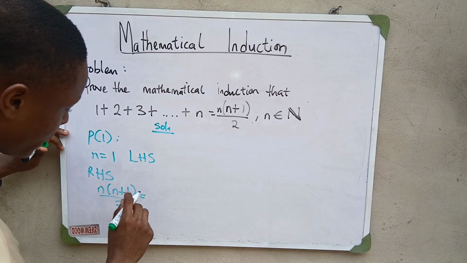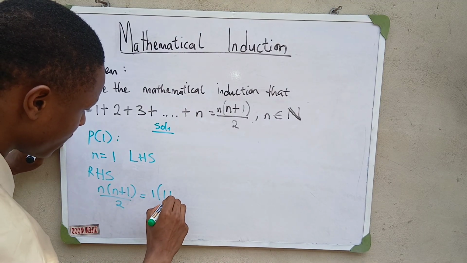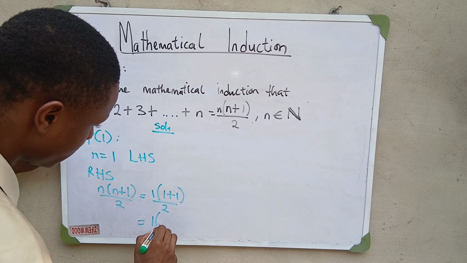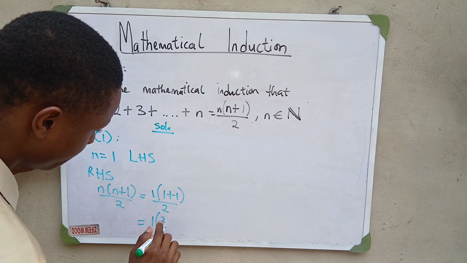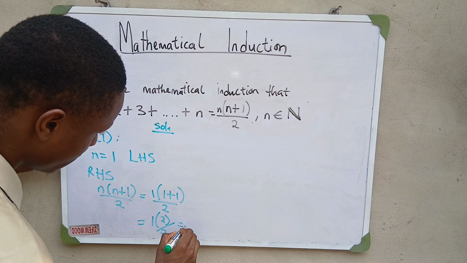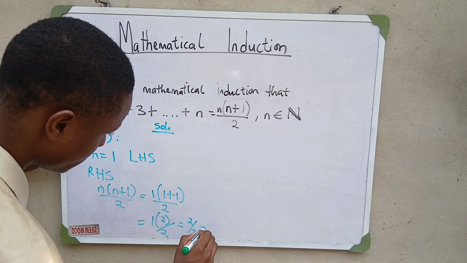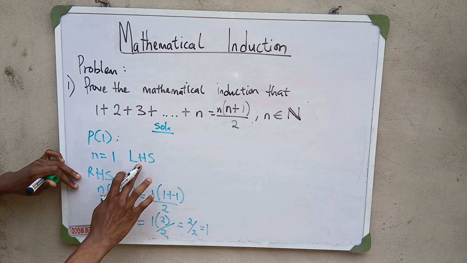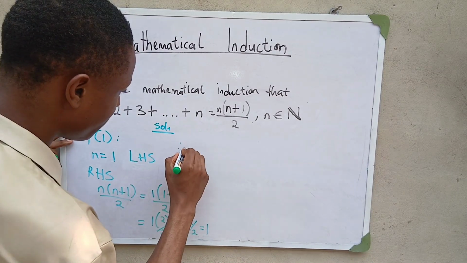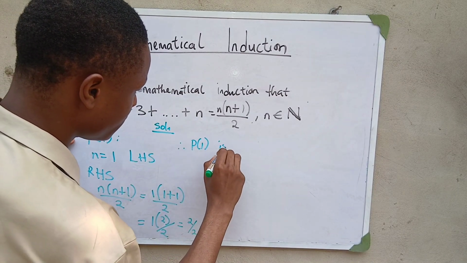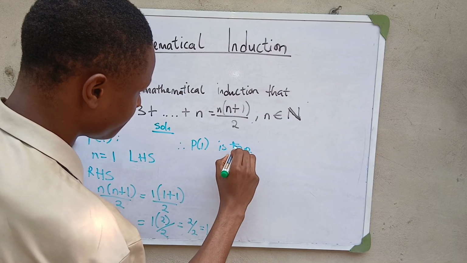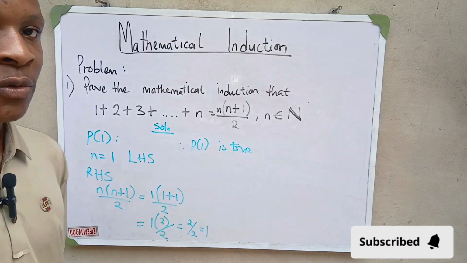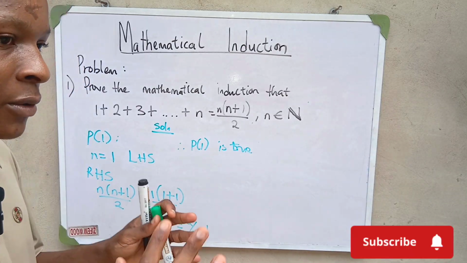Then we put n to be 1. So we have 1 into 1 plus 1 over 2. That is 1 into 2 over 2. That is 2 over 2, which is 1. So the right-hand side is equal to the left-hand side. So therefore, P of 1 is true. So now we have tested for P of 1 and P of 1 is true. Now we go to the next one.